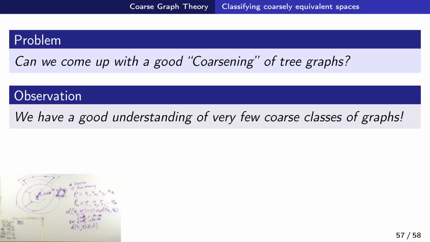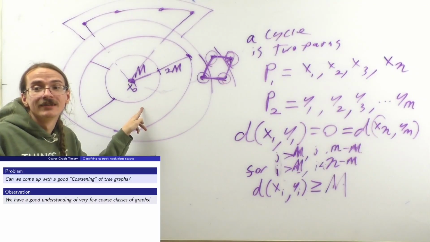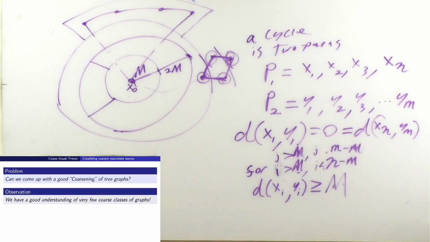Oh, here's a fun fact. Trees, they're one of the very, very few classes of graphs we can do this with. If you make it anything even slightly more complicated, we have no idea what we're doing. It's tough. Okay, give me another one.